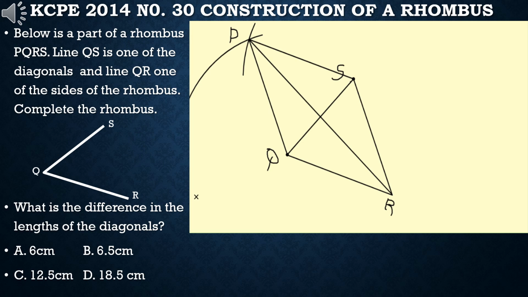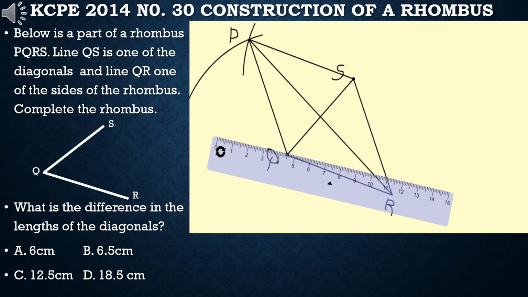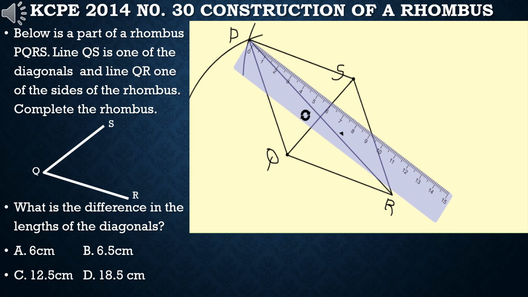The next thing to do is to measure the diagonals because we want the difference between the two diagonals. So we measure the first diagonal, which is exactly 6 centimeters. As you can see in one of the choices that is there, which tells us that we are still sailing in the right boat. The choices reflect whether you are working out in the right place, the right way.